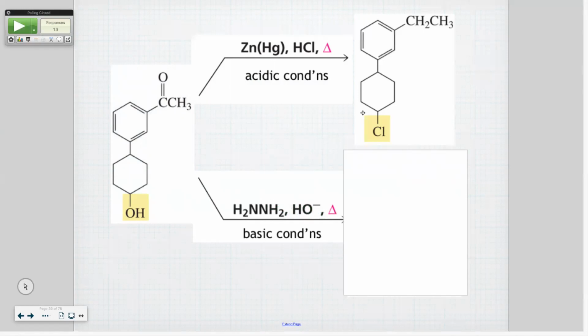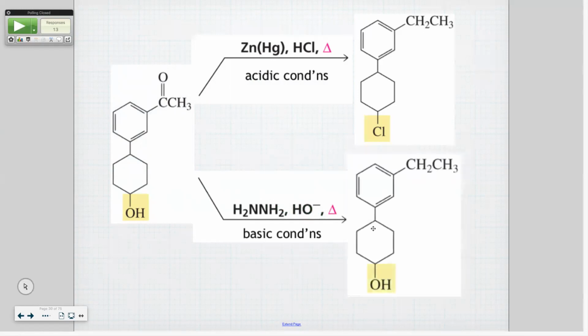So this is why you would use the basic conditions, because you don't have that problem, and the alcohol would still be there. Now, if you're trying to do a twofer and get two things to happen at once on purpose, well, then it's tough. Most people aren't doing a twofer.